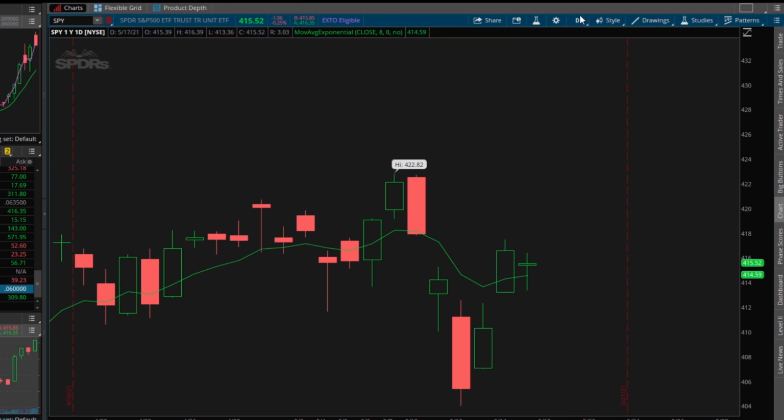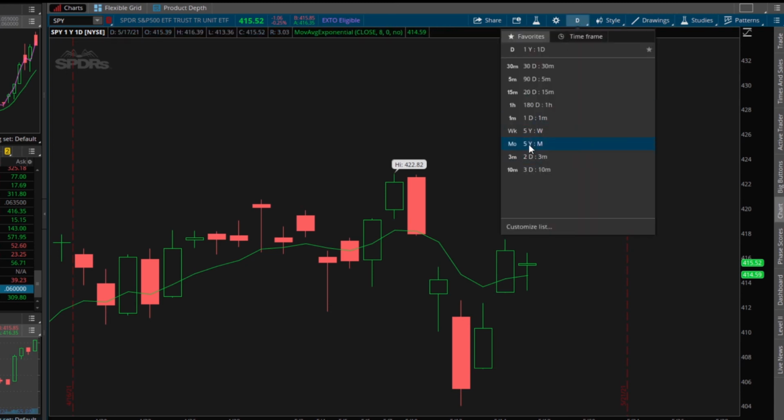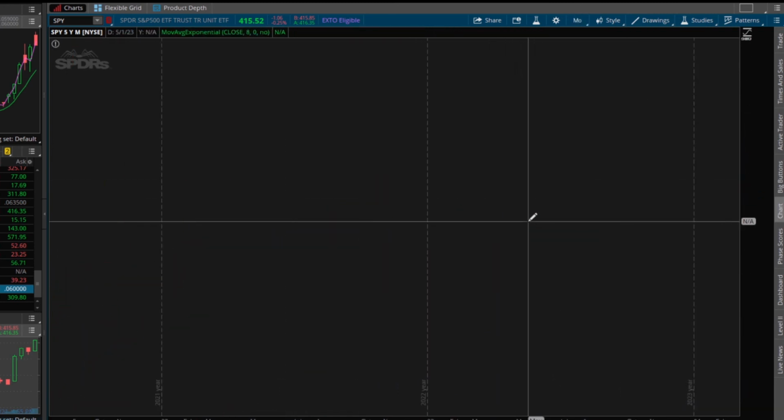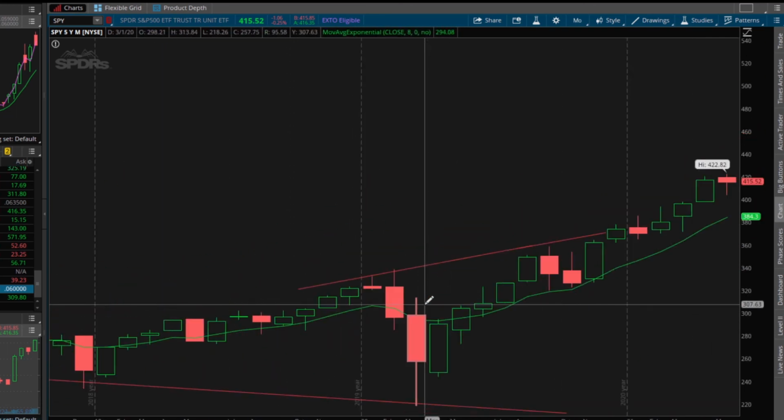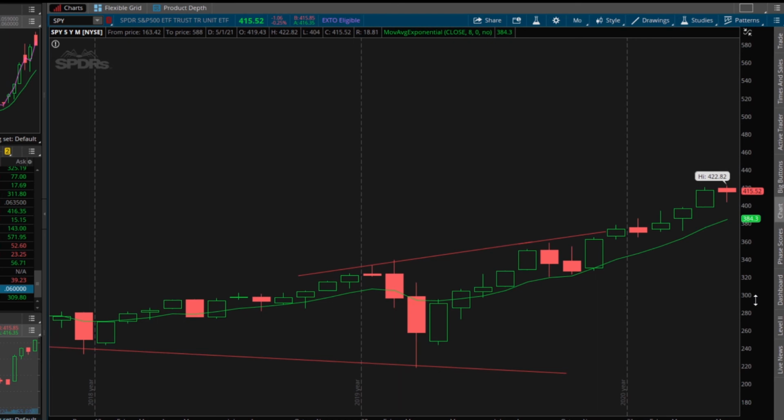Again, we always go to the monthly. Let's go to the month. See what we've got. There's my broadening formation I drew months ago. I drew that back in March last year, actually. So that broadening had to start way back there in March. That was the bottom of it. And it just started going up, going up, going up.